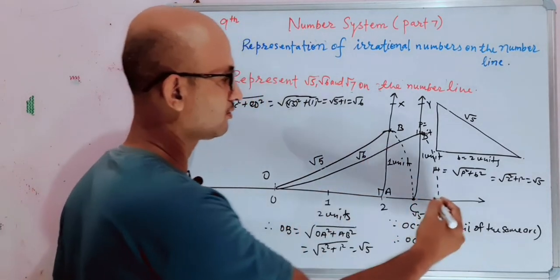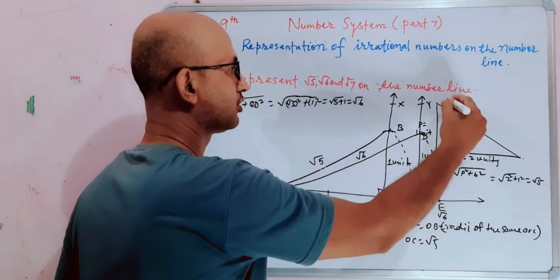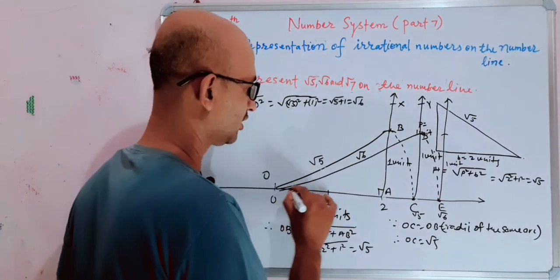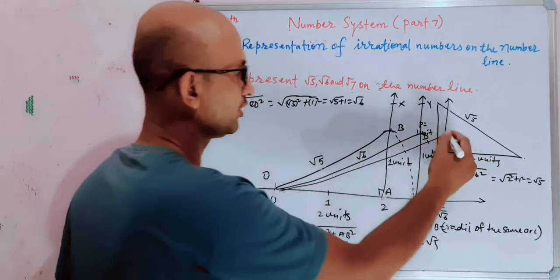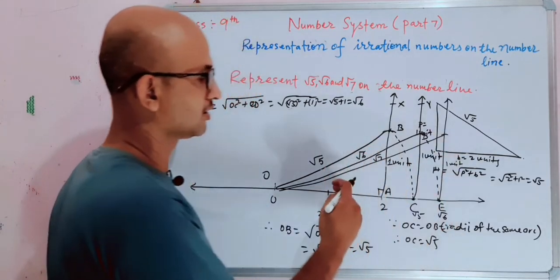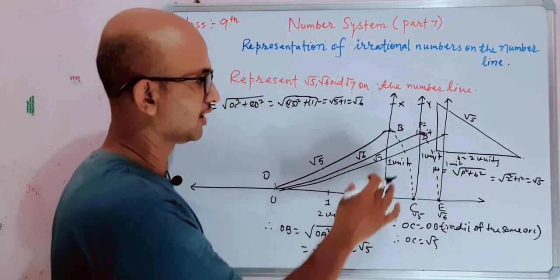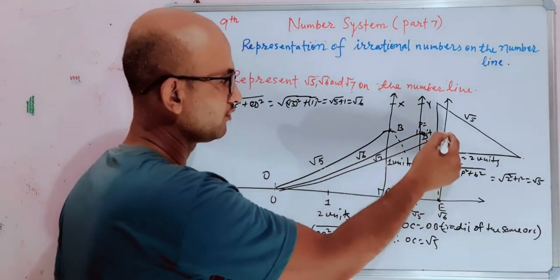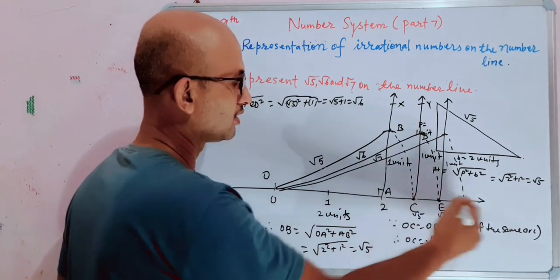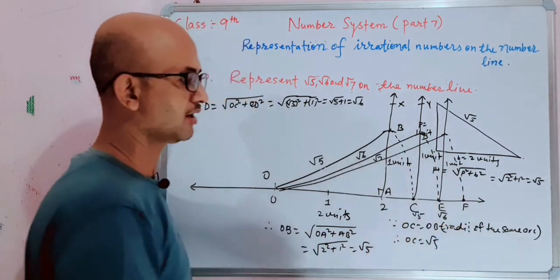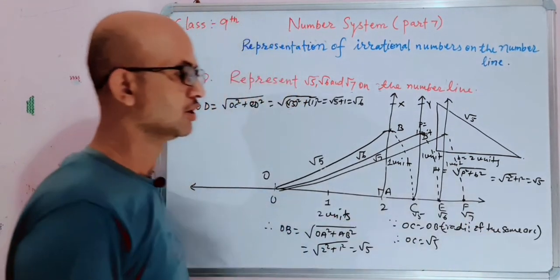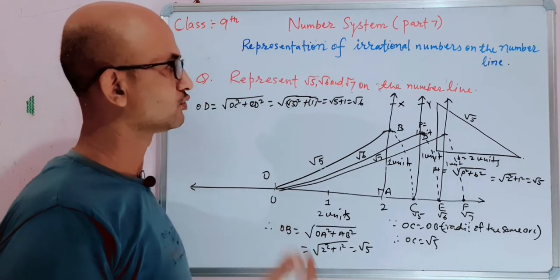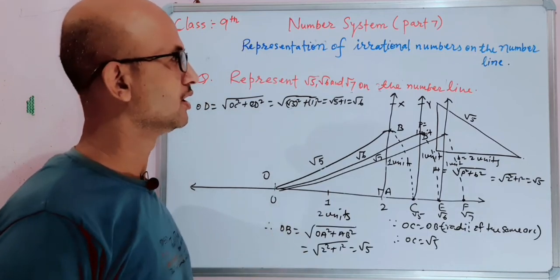Again, to represent root 7 on the number line, at point E we draw another perpendicular of 1 unit. On joining O to this point, we obtain a right angle triangle with hypotenuse root 7. Taking O as center and this length as radius, we draw an arc cutting the number line at a point, suppose F. Therefore, the point F represents root 7 on the number line. In this way, we can represent root 5, root 6 and root 7 on the number line.